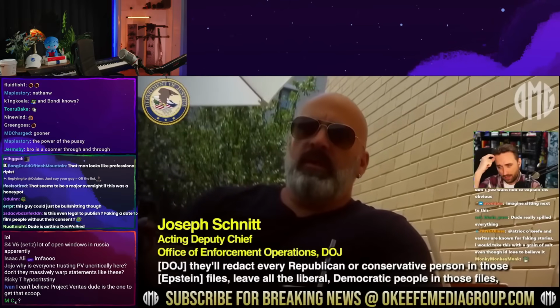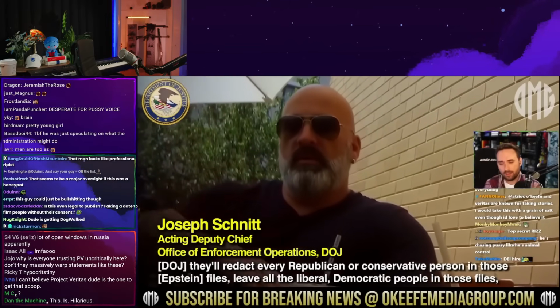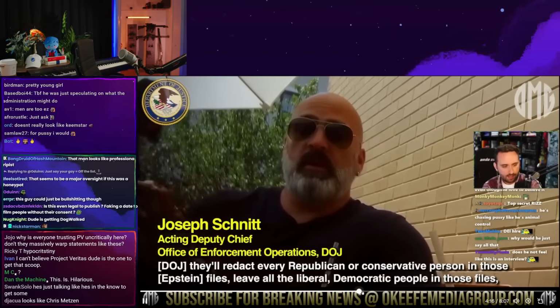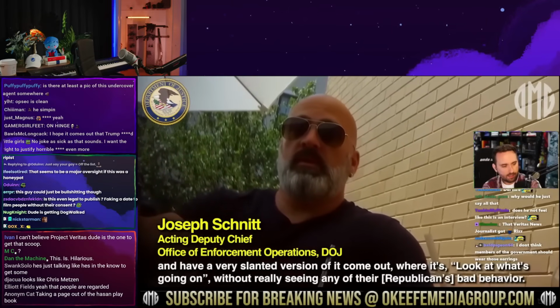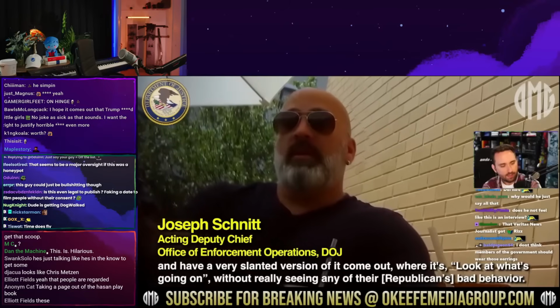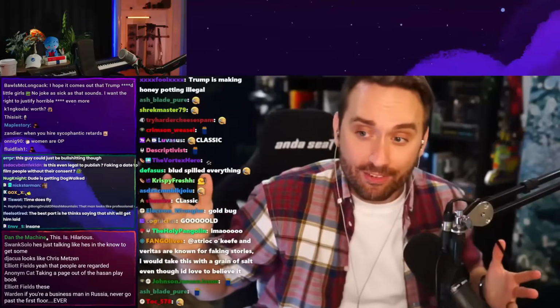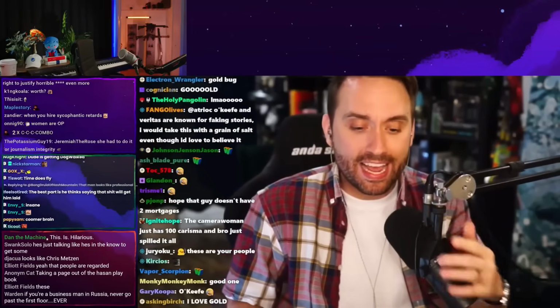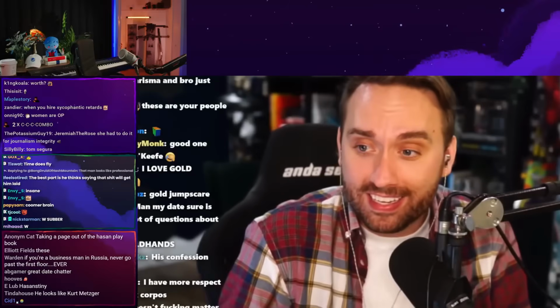They'll redact every Republican or conservative person in those files, leave all the liberal Democratic people in those files, and have a very slanted version of it come out where it's like, look at what is going on, without really seeing any of their bad behavior. That's insane, right? That is an insane thing for someone at a senior level of the DOJ to say. It's one of the crazier public things to come out.